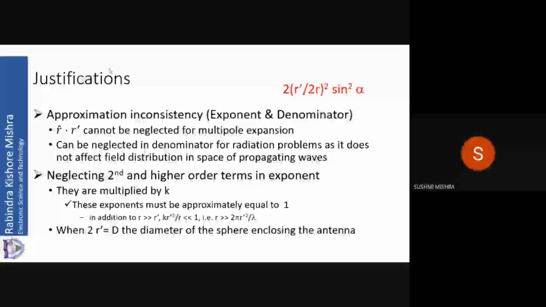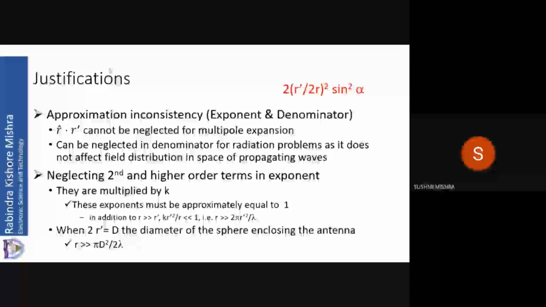To find out the distribution of the field in terms of theta and phi, we must have R much greater than 2 pi R dash square upon lambda. So two requirements are now there. If we satisfy these two requirements, then we justify neglecting the second order and higher order terms in the Taylor series expansion. Now you can see on the right hand side, R is much greater than pi 2 R dash square upon lambda.